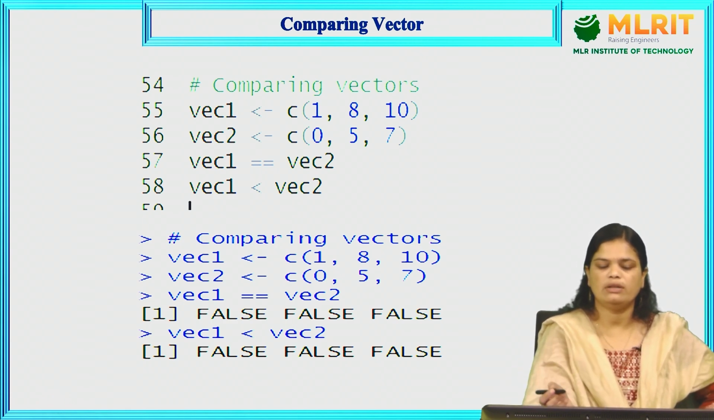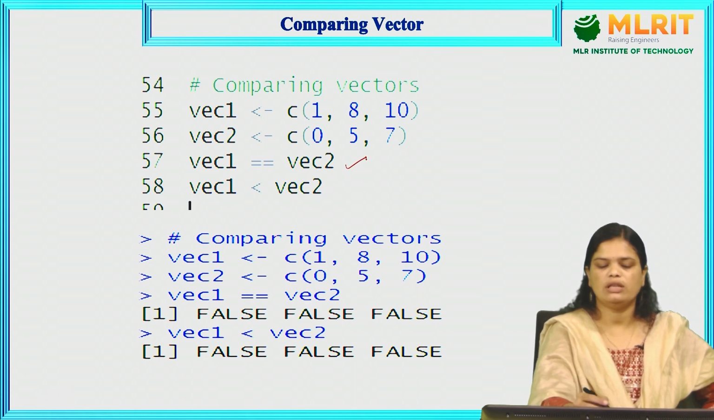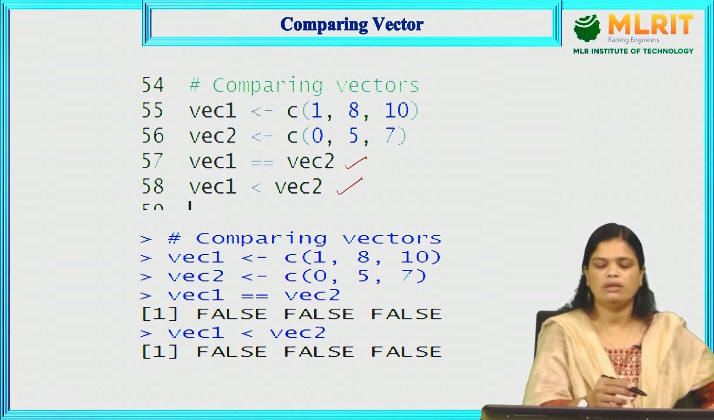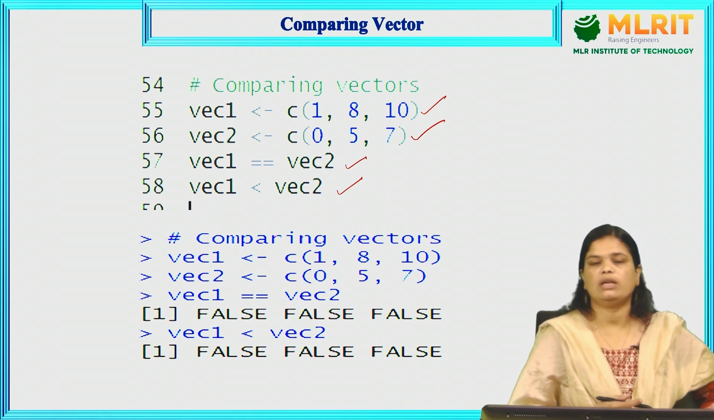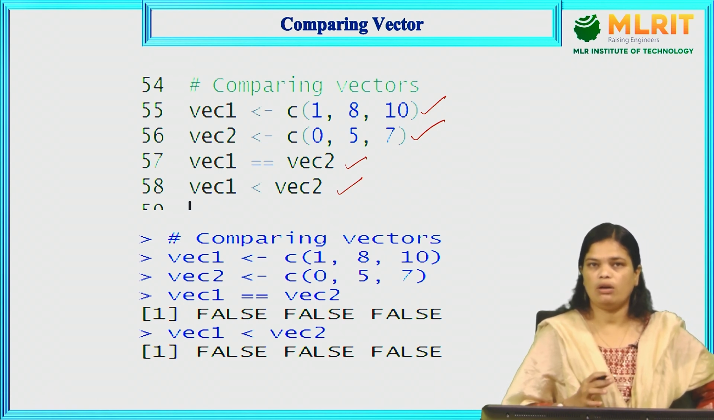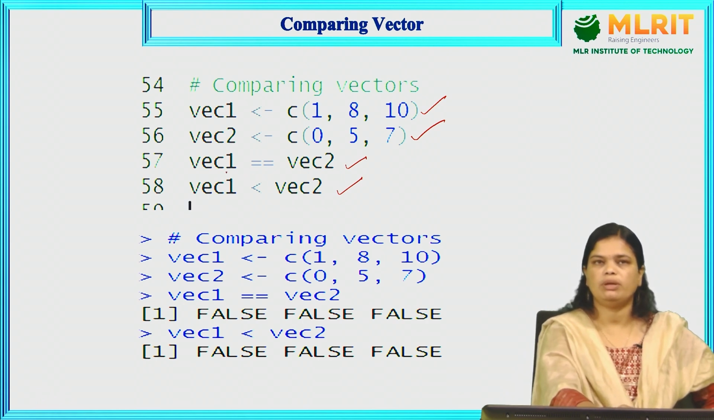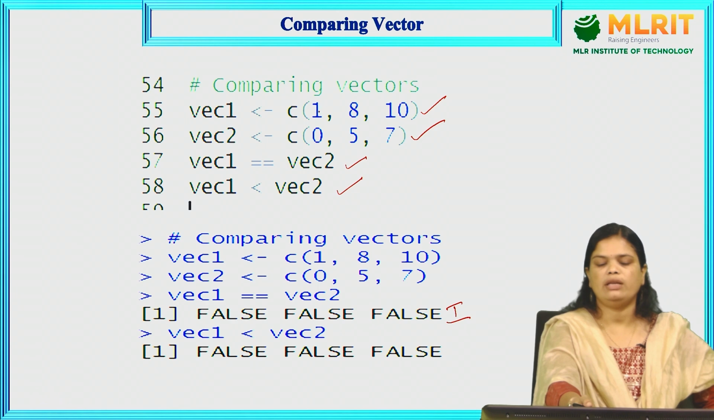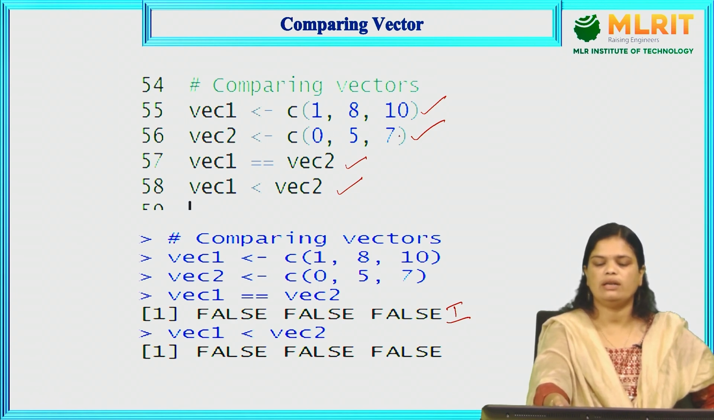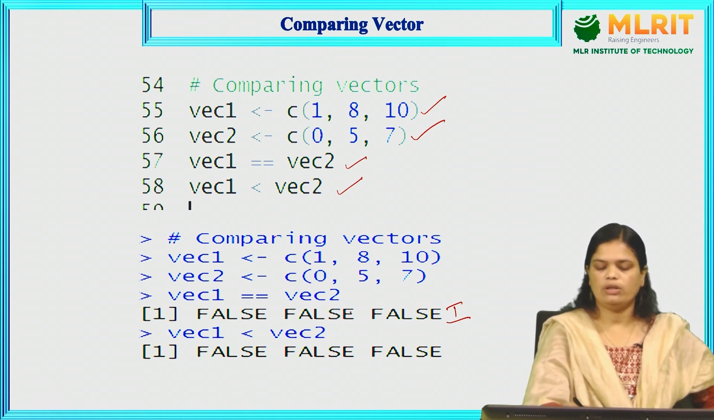Comparing the vector, look here, we are using the logical equal to and the less than symbol. I have defined two vectors, vector 1 and vector 2, and the logical vector output will be true or false. Logical equal to is applied between vector 1 and vector 2. Observe the output here. This is the output for the first one. I have 1 in vector 1 and 0 in vector 2. 1 and 0 are not equal. 8 and 5 are not equal. 10 and 7 are not equal. So, I have got false, false, false here.